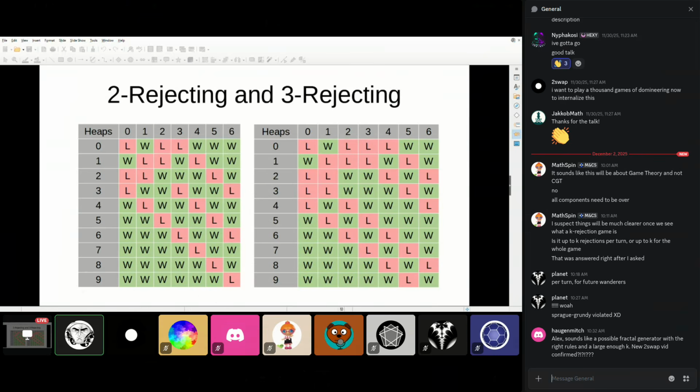But what I also want to show is, I spent the morning graphing in GeoGebra all of the 3 heap losing positions, sorry, for one rejecting Nim.